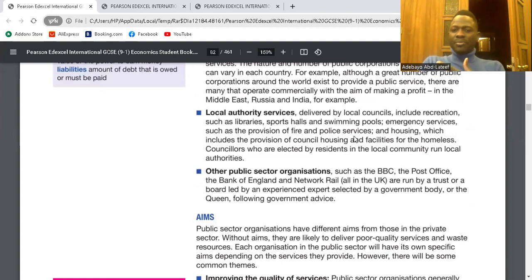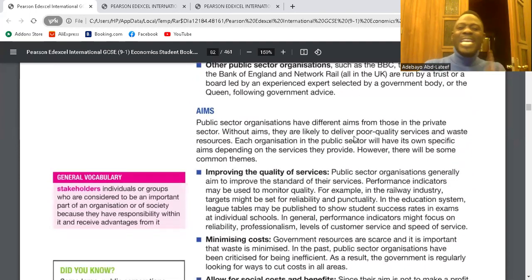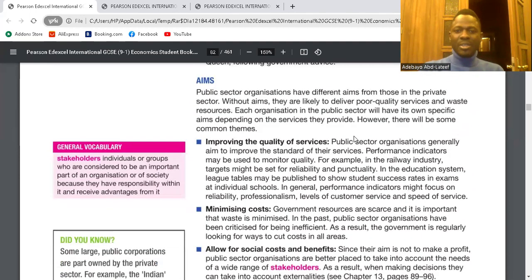They are all government parastatals. They are businesses, but they are for the government. Any question about that? So what are the aims of public sector businesses?